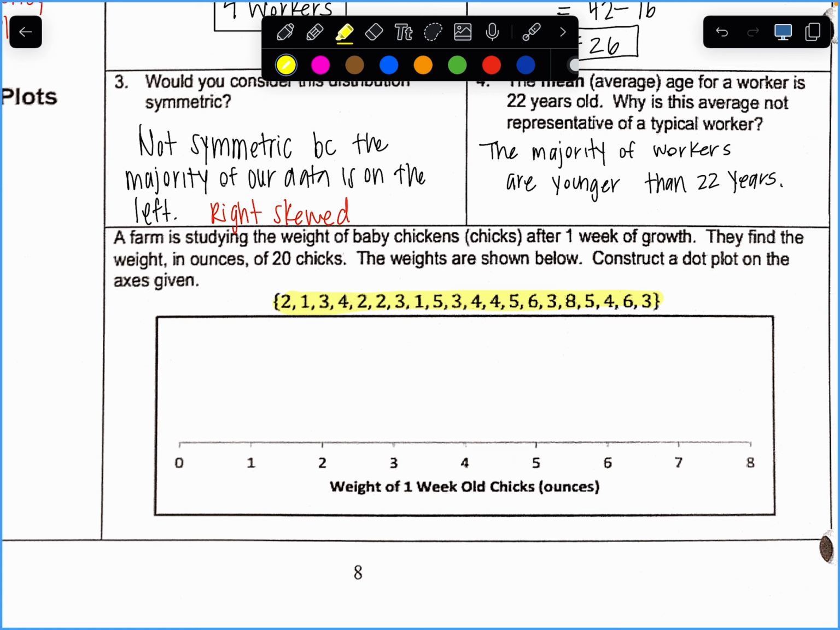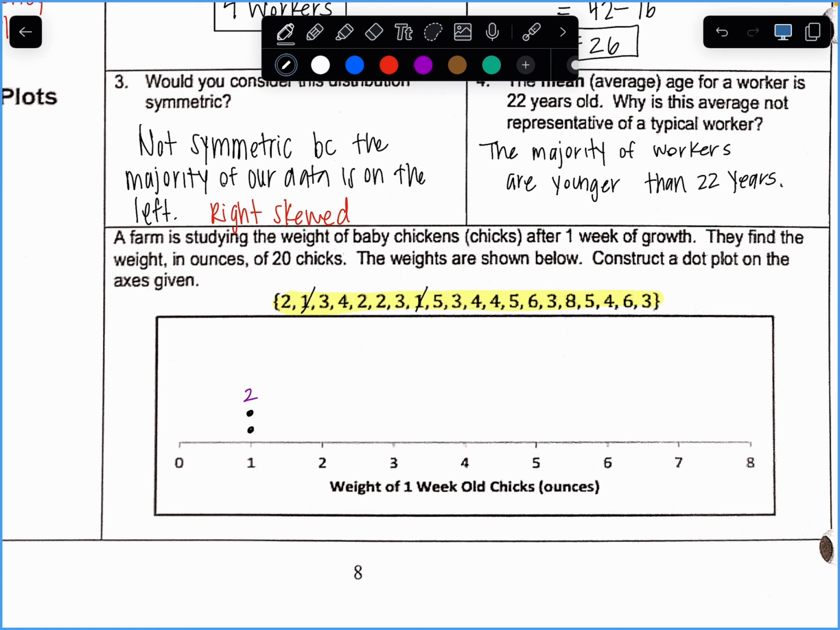I'll start you off. I don't see any chicks that weighed 0 ounces, so I'm not going to put anything right here. What I'm going to do instead is look for the 1 ounces. So how many chicks weighed 1 ounce? 2. 1, 2. So put 1, 2. And then label it. That was 2 chicks.